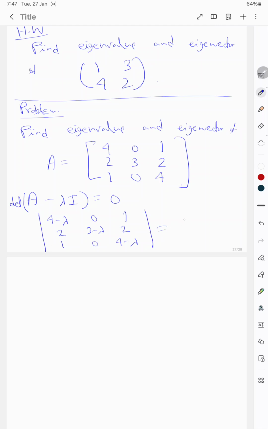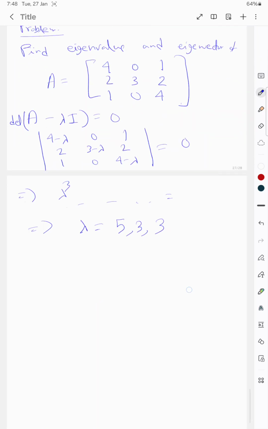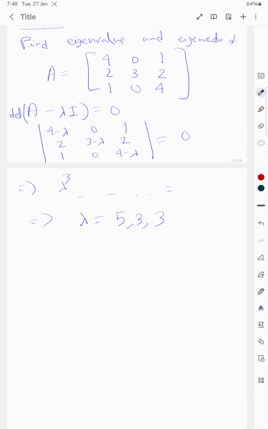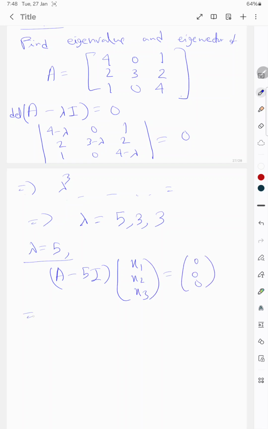You expand the determinant, okay? From there you find the corresponding lambda value. You will get some lambda cubic type of equation. This is your task. From there you will find lambda will be 5, 3, 3. It actually has two eigenvalues the same, okay? Anyway, now I am trying to find the eigenvector. So suppose lambda is equal to 5. So how to find? A minus 5I into the vector, this type of thing, okay?